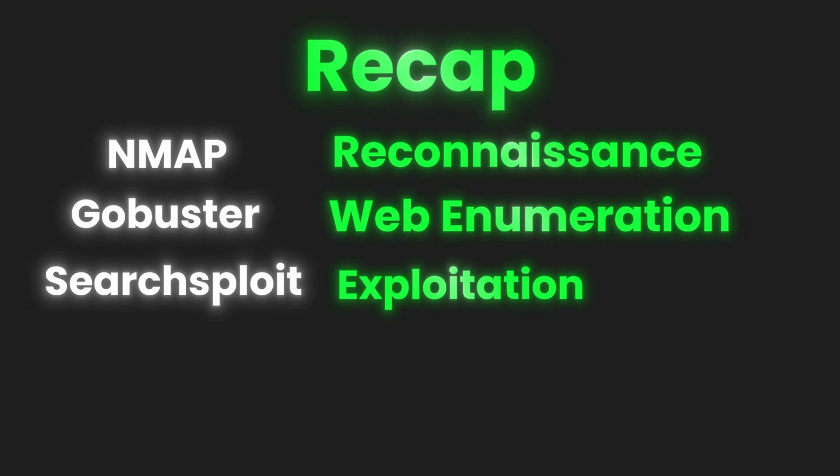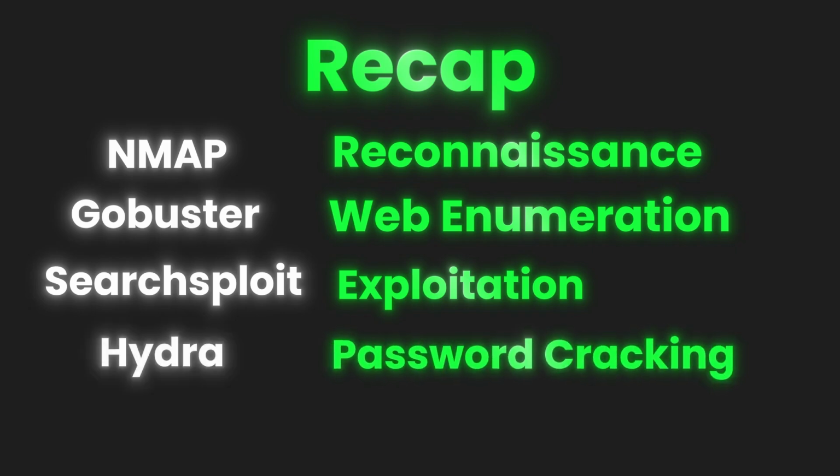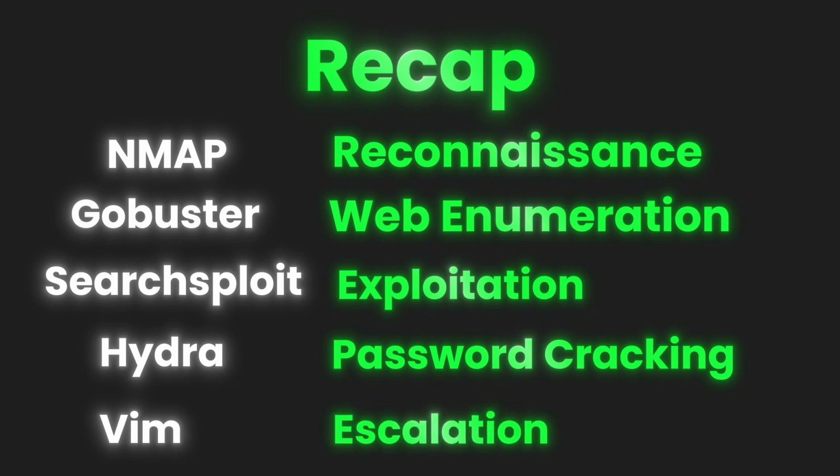We copied the exploit locally, studied it to understand the SQL injection it used, and executed it to extract usernames and hashes. We then used Hydra to perform a password attack on SSH and gained valid credentials. After logging in as Mitch, we checked our privileges with sudo and discovered we could run Vim as root without a password. Using that, we spawned a root shell and captured the final flag.